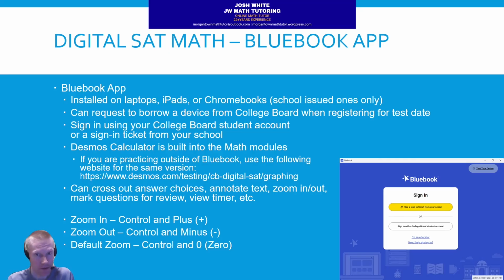Now, if you don't have a device to take the digital SAT exam, you can request to borrow one from the College Board when you register or sign up for your test date. You just have to make sure you choose or select that option again during the registration process. Then, what you're going to do is, you load the Bluebook app. You are going to sign in either using your College Board student account or the sign-in ticket from your school. That's typically for if you're taking a school day exam at your school.